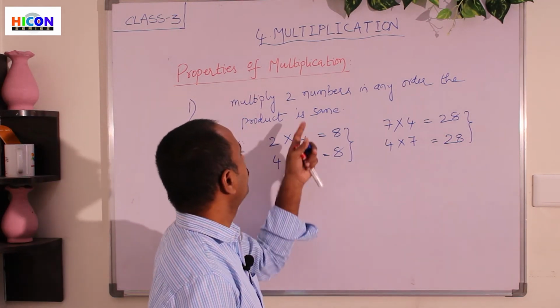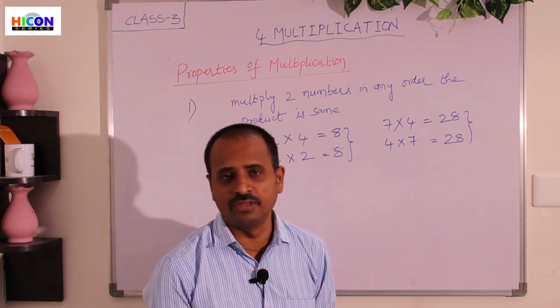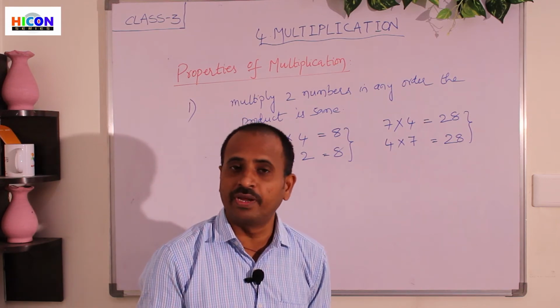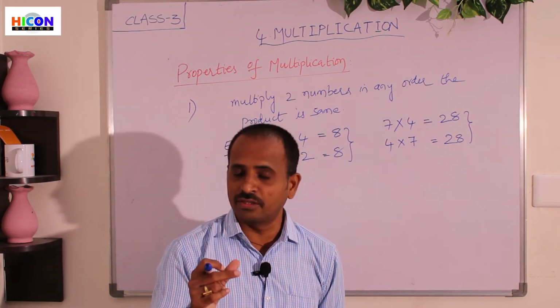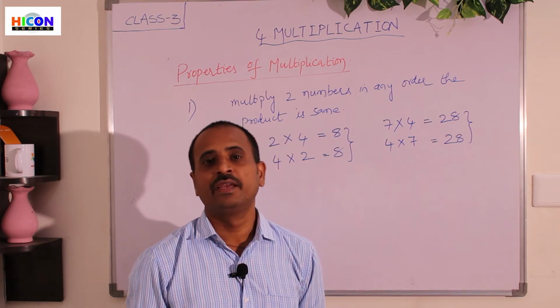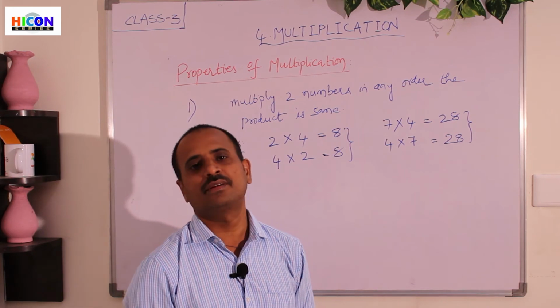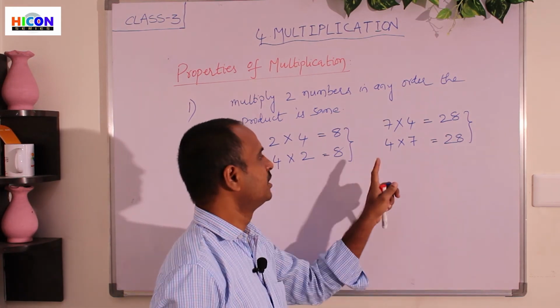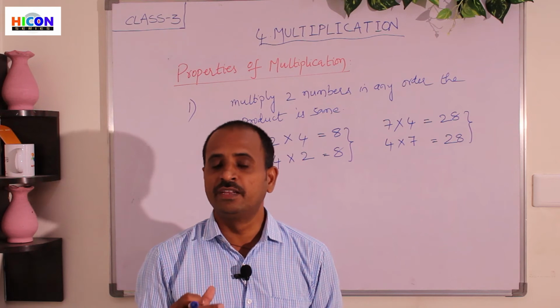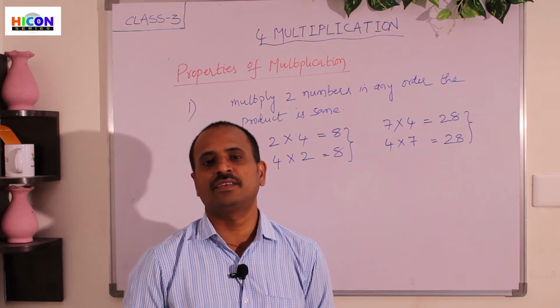So from this property we can understand that the order of multiplication of two numbers does not matter. If you multiply any two numbers in any order, we will get the same answer. So remember this property. This property is helpful to us while solving the problems in the exercises.